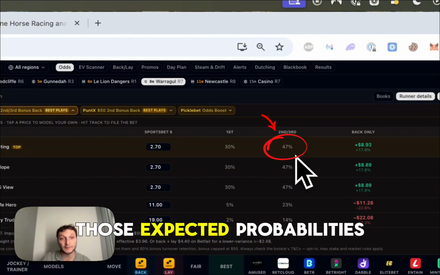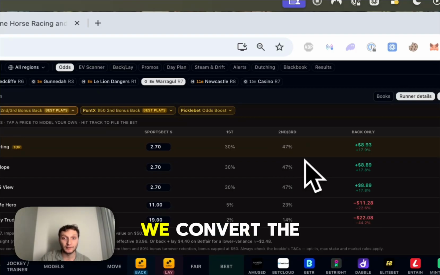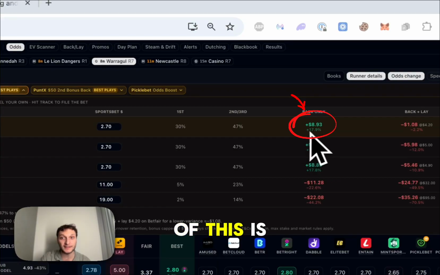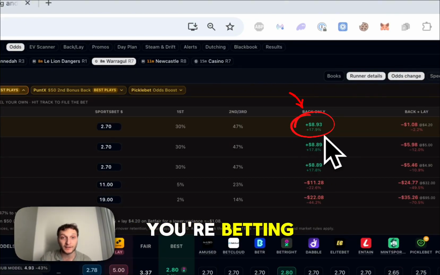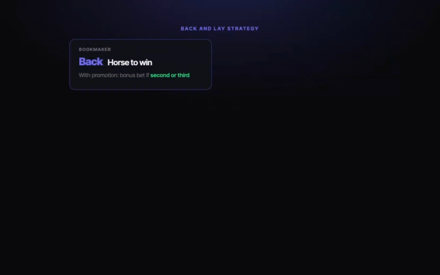So based on those expected probabilities, where we convert our second and third, we convert the $50 bonus bet by 80%, the expected value of this is $8.93, which is 17.8% of how much you're betting. That's the back-only strategy. There's also an alternative strategy, which is the back and lay strategy by hedging.